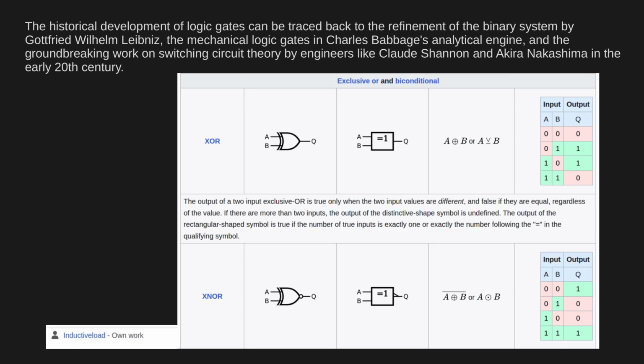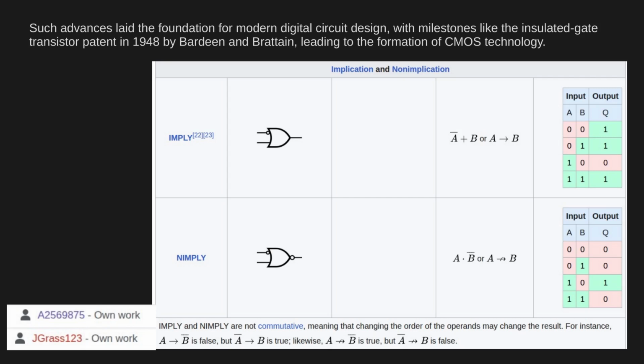The historical development of logic gates can be traced back to the refinement of the binary system by Gottfried Wilhelm Leibniz, the mechanical logic gates in Charles Babbage's analytical engine, and the groundbreaking work on switching circuit theory by engineers like Claude Shannon and Akira Nakashima in the early 20th century. Such advances laid the foundation for modern digital circuit design, with milestones like the insulated gate transistor patent in 1948 by Bardeen and Brattain, leading to the formation of CMOS technology.